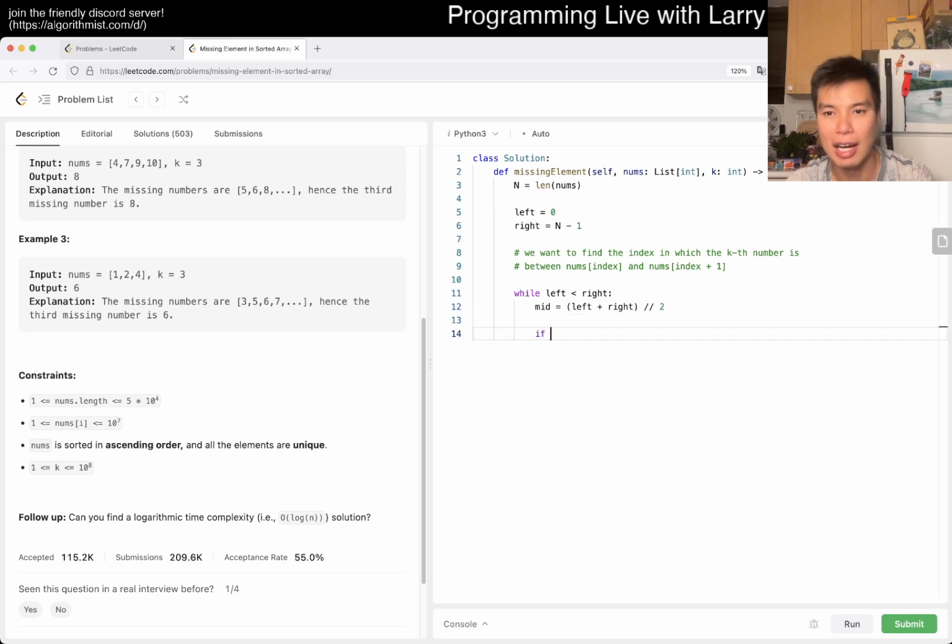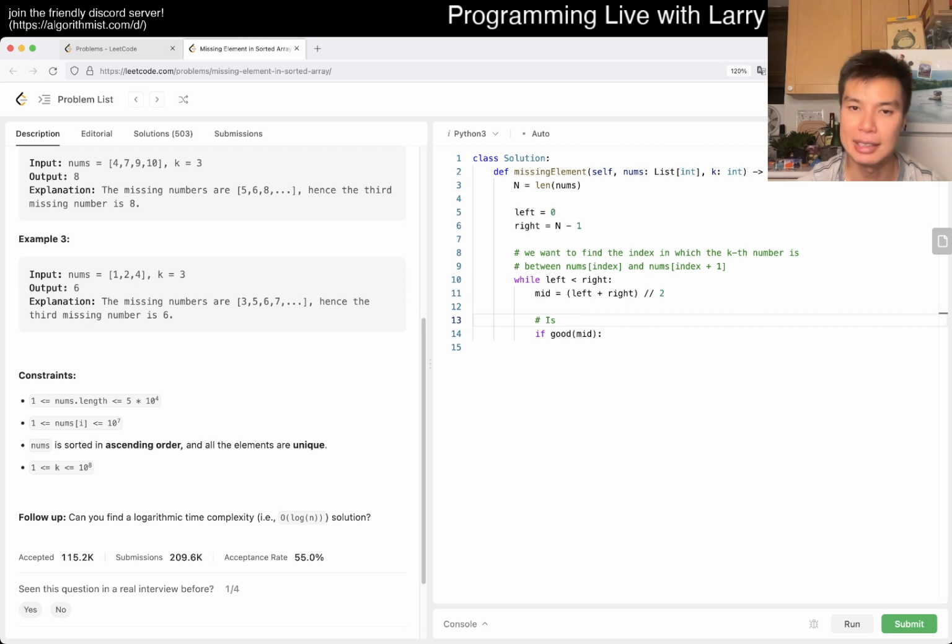Okay, so if good is mid, I don't know how to write this yet because I don't know what the good function is, right? So that's why the hesitation. The good function is we want to... and it doesn't matter how you want to write it, right? As long as you're consistent with the question you're asking and using that as a guideline to solve the answer, it's fine.